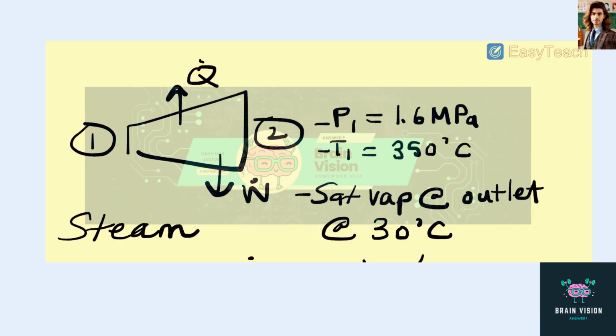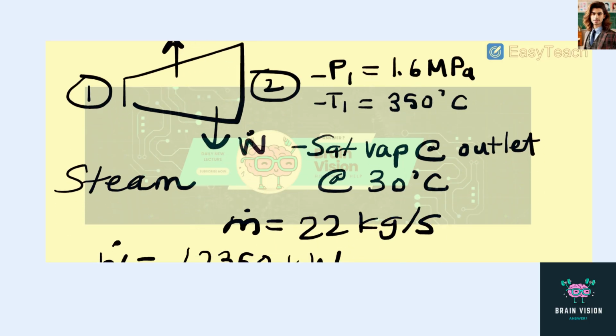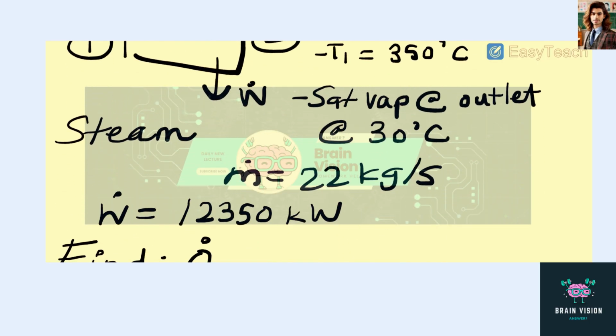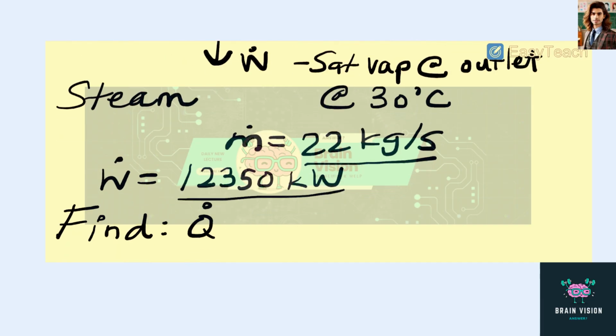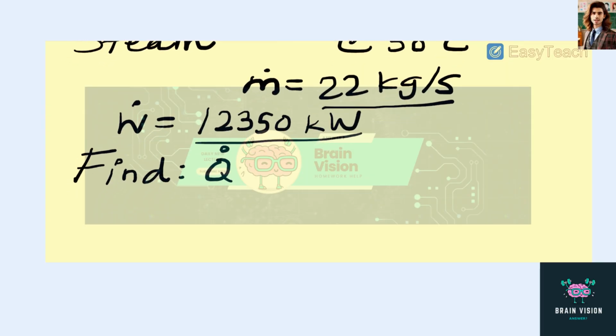Hello everyone, so what we have is a steam turbine that has an incoming pressure of 1.6 megapascals and an incoming temperature of 350 degrees C. And at the outlet we have saturated vapor at 30 degrees Celsius. We know the m dot going through the turbine is 22 kilograms a second, and the power output is 12,350 kilowatts. What we're asked to solve for is the rate of heat transfer that is lost through the casing of this turbine.